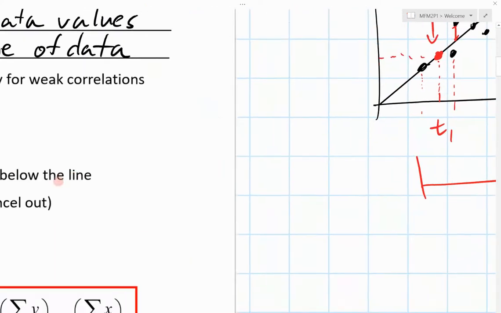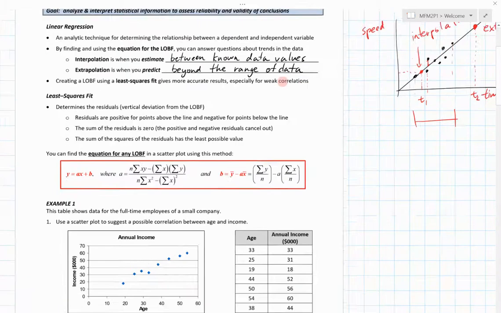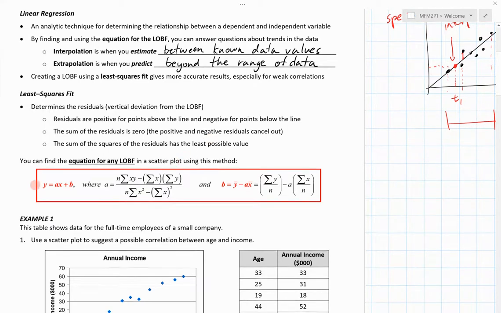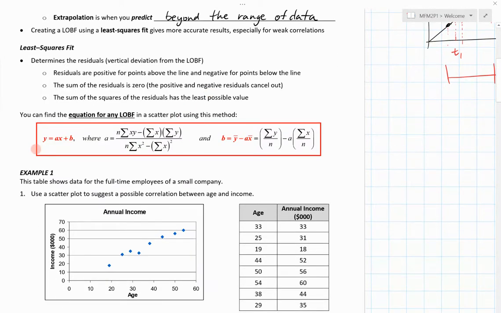Residuals are positive for points above the line and negative for points below the line. The sum of all the residuals is 0. They have to cancel each other out. It kind of keeps the line balanced. And the sum of the squares of the residuals has the least possible value. So if you can satisfy this criteria, you can create a very effective line of best fit. You can create the equation for a line of best fit using this method.